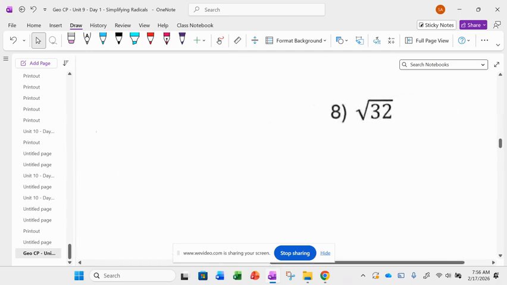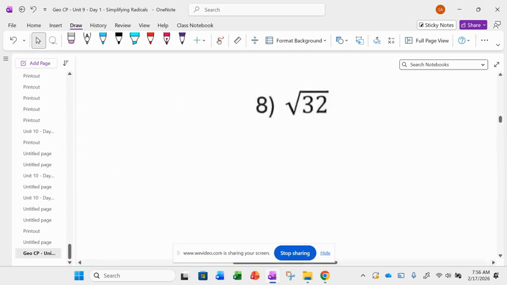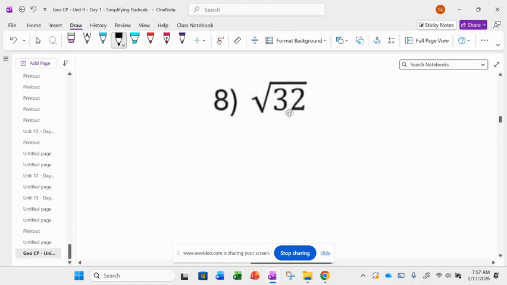Let's do number 8 together. Square root of 32. What number are you guessing for 32? Anybody? Jonah? 8 and 4, great choices. Let's go with 4 and 8.